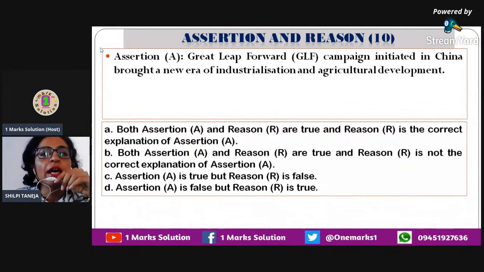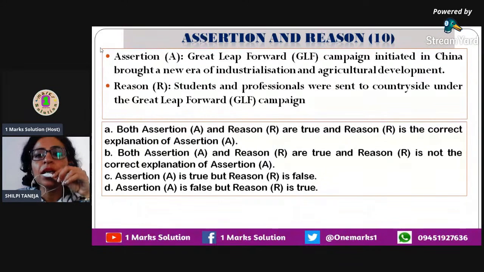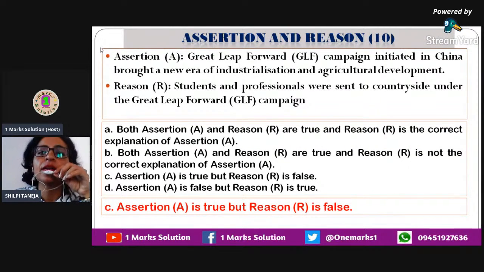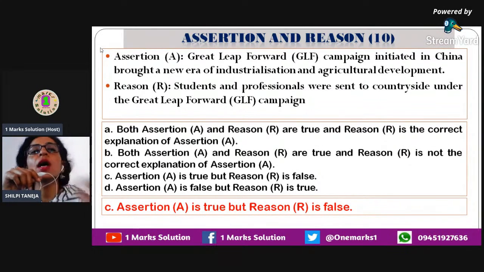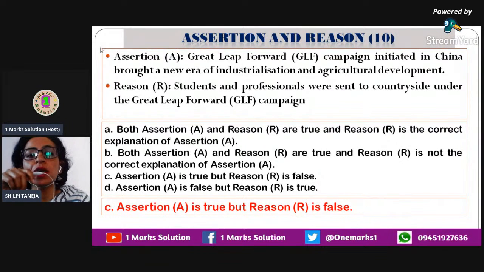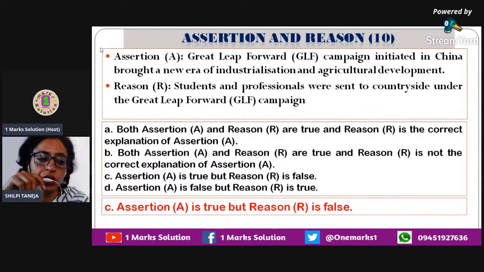Next question says, assertion, Great Leap Forward campaign initiated in China brought a new era of industrialization and agricultural development, where they have adopted two policies, right? Great Proletarian and Great Leap Forward. Great Leap Forward mein what they had done, they had allowed the people to have the industries in their backyards, and under Great Proletarian they had sent the students and professionals to outside countries to learn the technology and to come back to apply in their own countries, right?